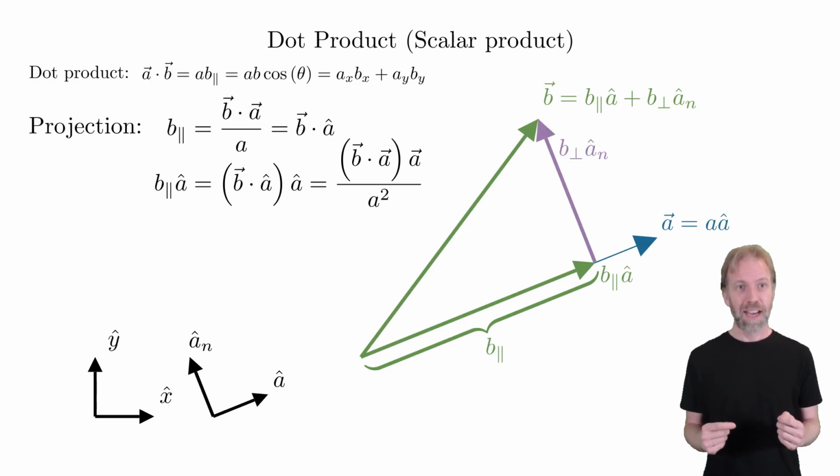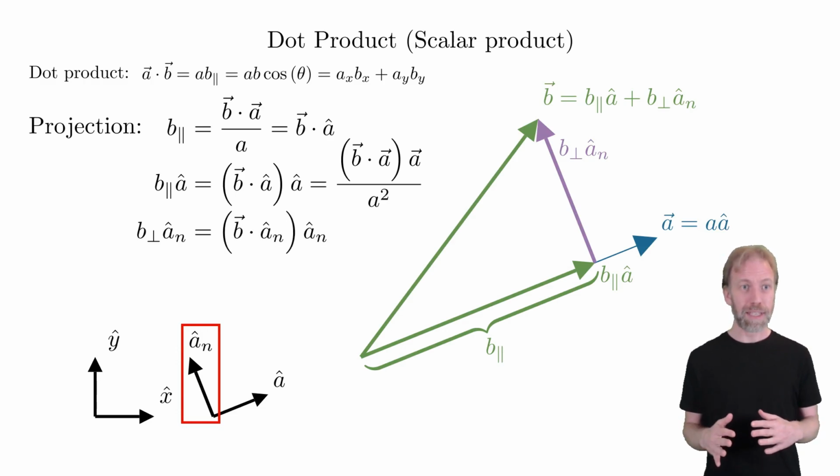The next question is, how can we calculate the perpendicular vector of B? If we know the A n hat vector, we can simply use the same equation for projection, but with A n hat instead.